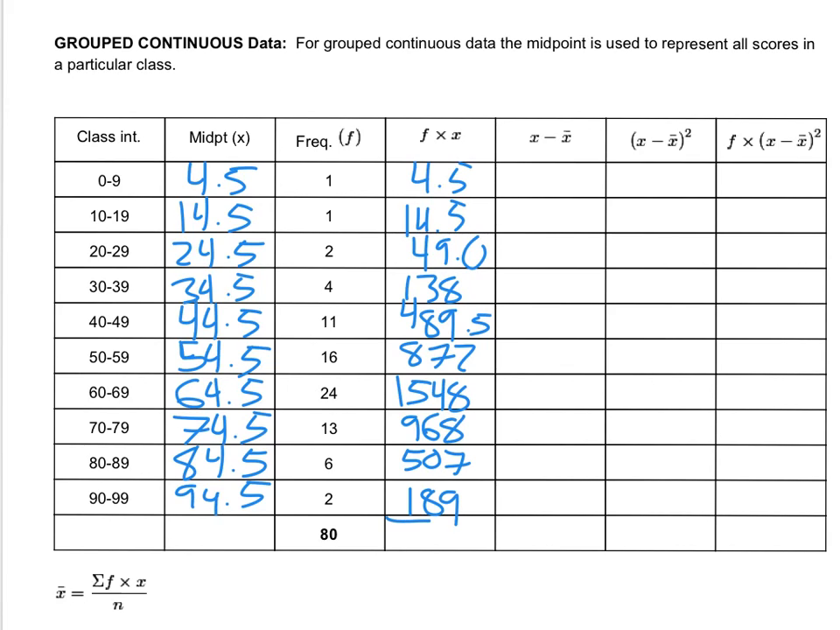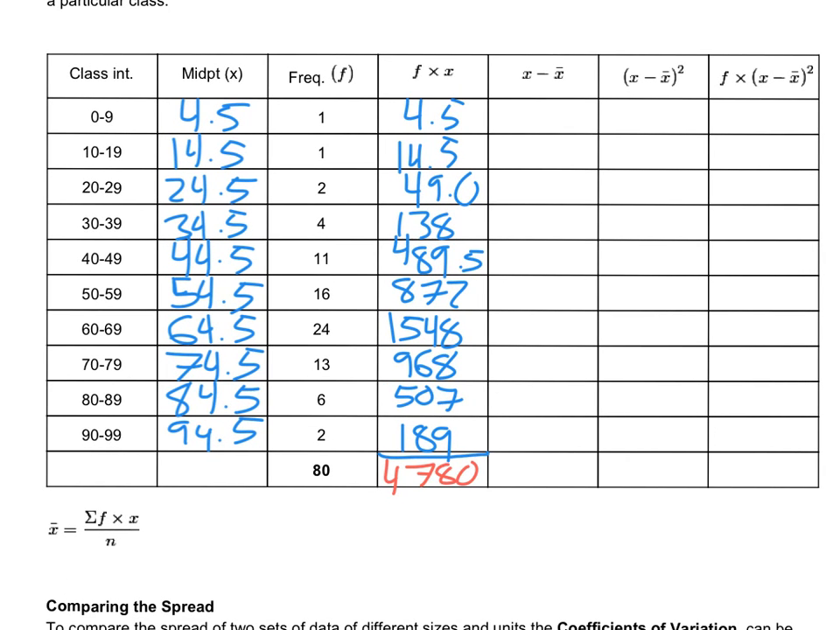Okay, and then if I total that whole column up, I should get 4,780. Okay, so my mean calculation, my x bar, that is just going to be that column, the 4,780 divided by 80, and that should be just under 60, 59.75.